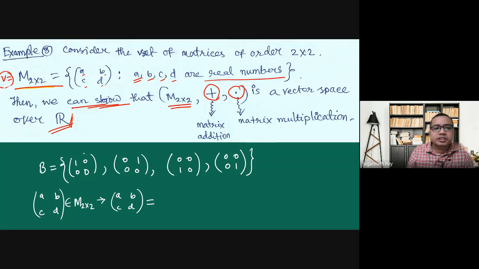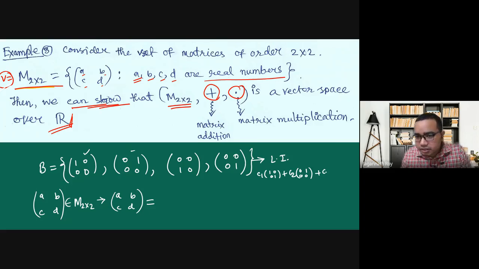And we can easily show this is a linearly independent set. Take C1 into the first matrix, plus C2 into the second, plus C3 into the third, plus C4 into the fourth. Set this linear combination equal to zero. The zero vector in this vector space is actually the zero matrix of order 2 by 2. So any vector can be written as a combination of these four vectors.